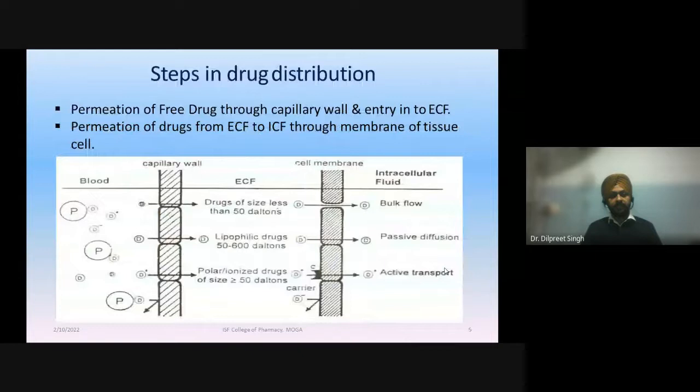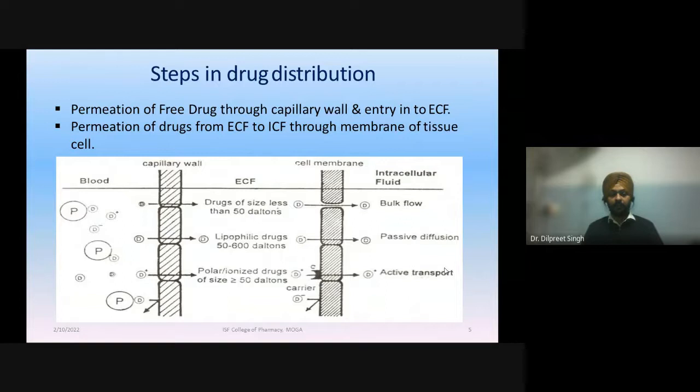Steps in drug distribution. The mechanism of distribution involves the permeation of free drug, that is protein unbound drug, through the capillary wall and it enters into the extracellular fluid. When the drug enters the extracellular fluid, membrane permeability depends upon the molecular size of the drug. For example, if the molecular size is around 50 daltons, the drug travels from the intracellular to the extracellular fluid through a bulk flow mechanism.